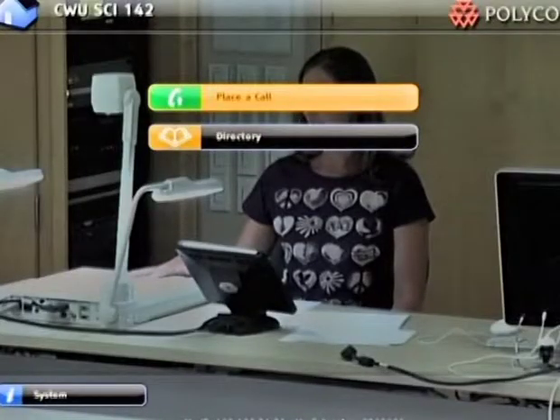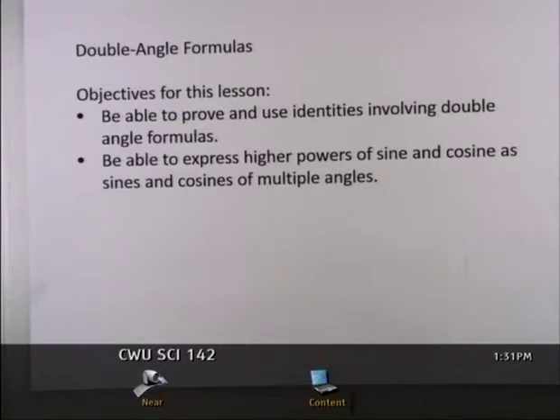This is an extension of what we were doing in the last lesson. We want to be able to prove and use identities and the formulas involving double angles, and we also want to be able to take expressions with higher powers and simplify them down into single powers. So on the document camera here are the objectives if you need to write those down.